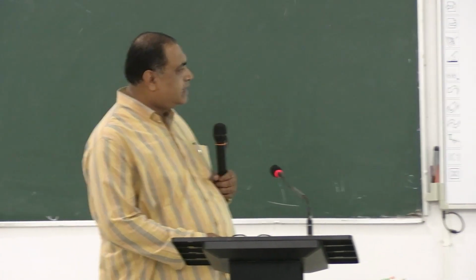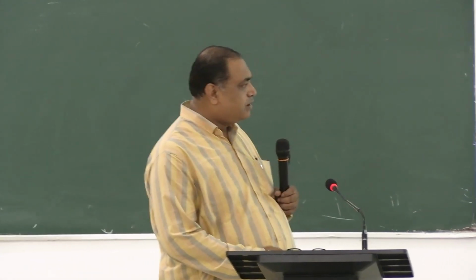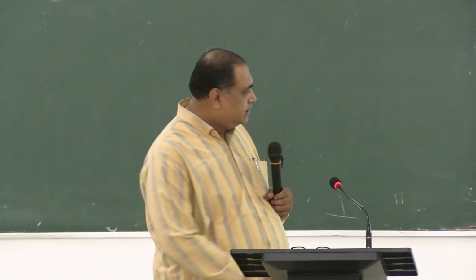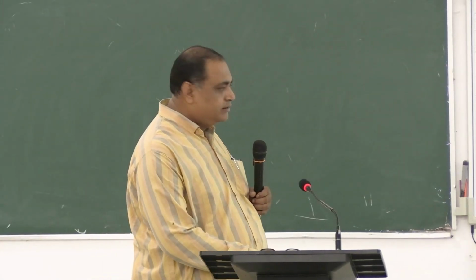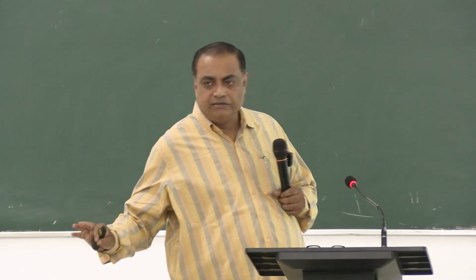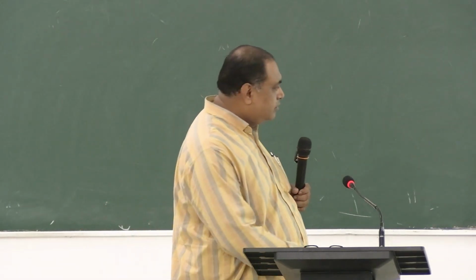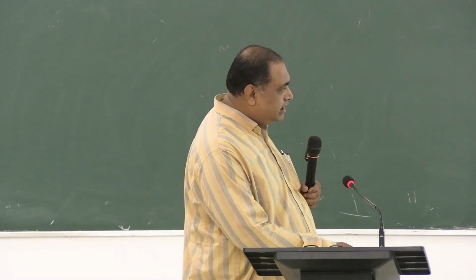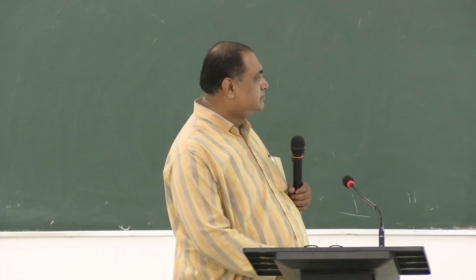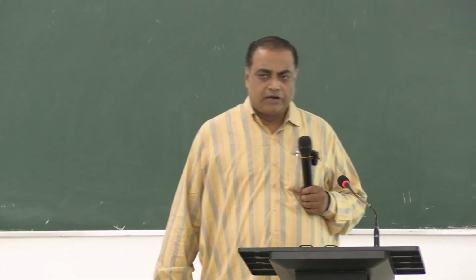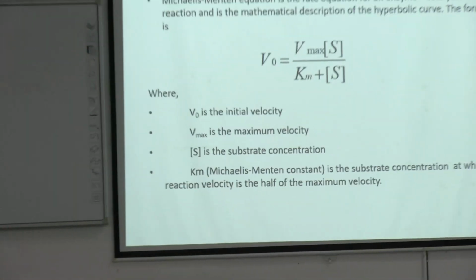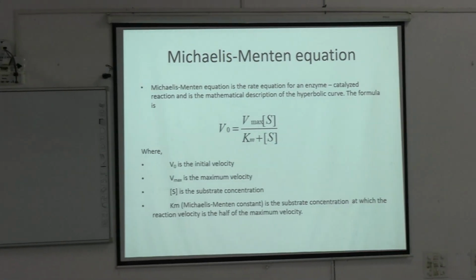Exponential and asymptotic levels. That means it will increase slowly, it will curve, it is not a straight line. And asymptote means it will curve and become parallel. Got it? Now write this. This is the Michaelis-Menten equation.